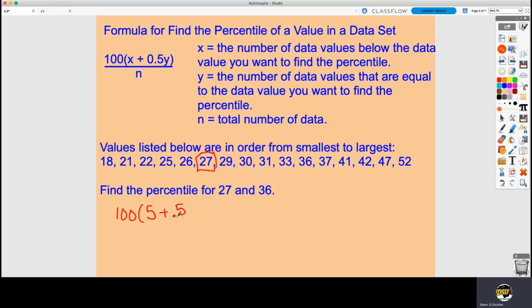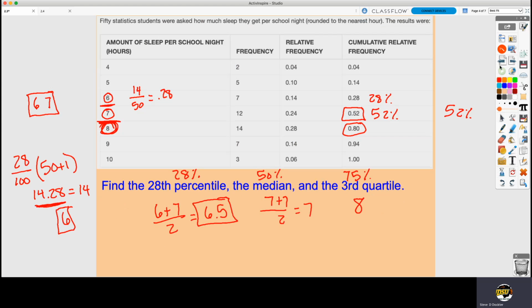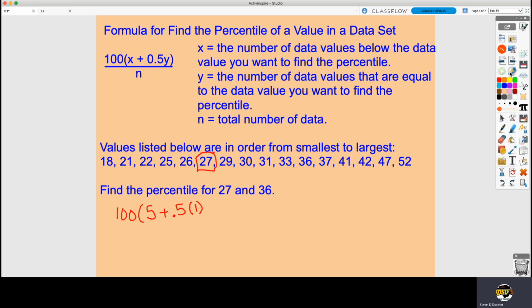plus 0.5 times our Y value. The Y value is the number of data points that are equal to the data value you want to find the percentile for. So what that means is, how many 27s do we have in the list? 1, right? Now, if we came back to this chart, we would have multiples for each one of them, so your Y value would be whatever the frequency is. There are going to be times where you have them double up or triple up or whatever the case is. That's what you would put in for your Y value.